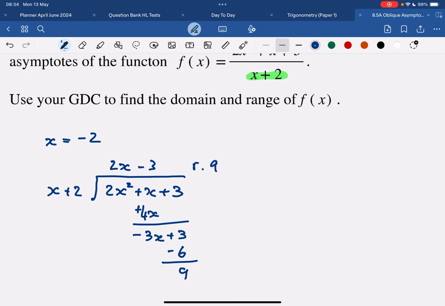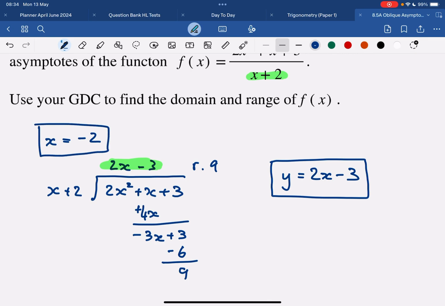Now, actually, I'm not concerned about the remainder at all. This part here, the quotient, that's 2x minus 3, and y equals 2x minus 3. That is my diagonal, slant, oblique asymptote. So just to show you exactly where that comes on the graph, I'm going to go back to the graph. So y equals 2x minus 3.